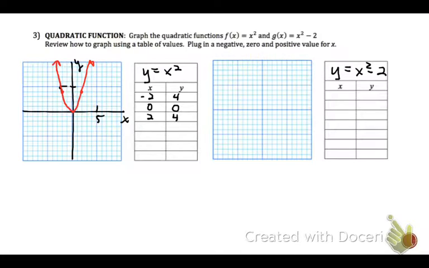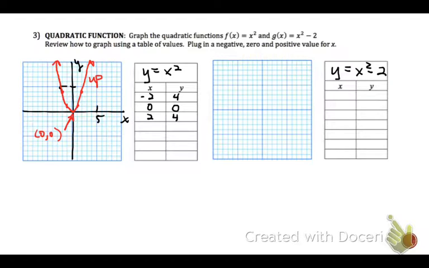A parabola is not pointy like absolute value. It is a nice, smooth shaped curve. If we put some extra values in between, I know those 2 points are on the graph. So it's a nice U-shaped curve. This is the parent function. Notice that its vertex, its lowest point, which can be lowest or highest depending on how it opens, is at the origin 0, 0, and it is opening up.